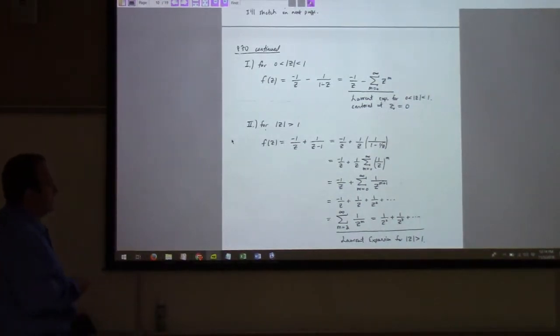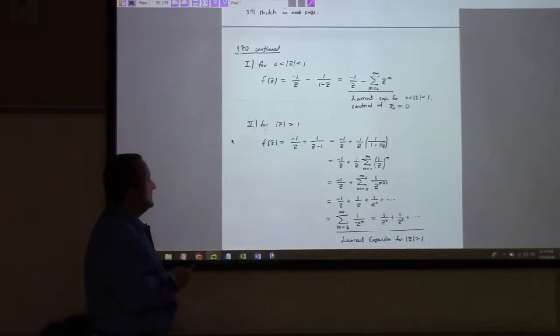There's that. Then next, for modulus z greater than 1, still minus 1 over z, nothing to do there because we're centered at 0, so that's already a Laurent series term, right? No manipulation needed for the 1 over z term. But this one, you've got to use your imagination: factor out a 1 over z. That leaves you 1 over 1 minus 1 over z. And now we're in business because 1 over z is something with modulus less than 1 in this domain.